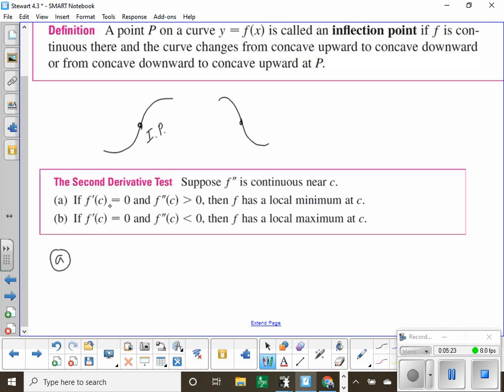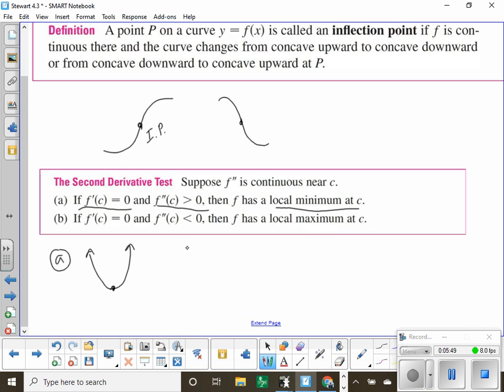So this says it's concave up, right? That's greater than 0 means concave up. So A is concave up, right? And then that means we have a stationary point and concave up. So it's a stationary point and it's concave up. That means that that point right there is a local minimum.